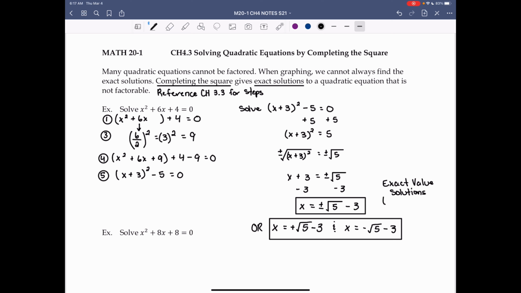Which means if we want an exact value, we are not going to calculate. So don't calculate. If I put this into my calculator, I'm going to get a decimal number, and that's going to be a rounded answer. So if I want the exact value, I usually will have a square root in my answer, unless it happens to work out to be a perfect square.